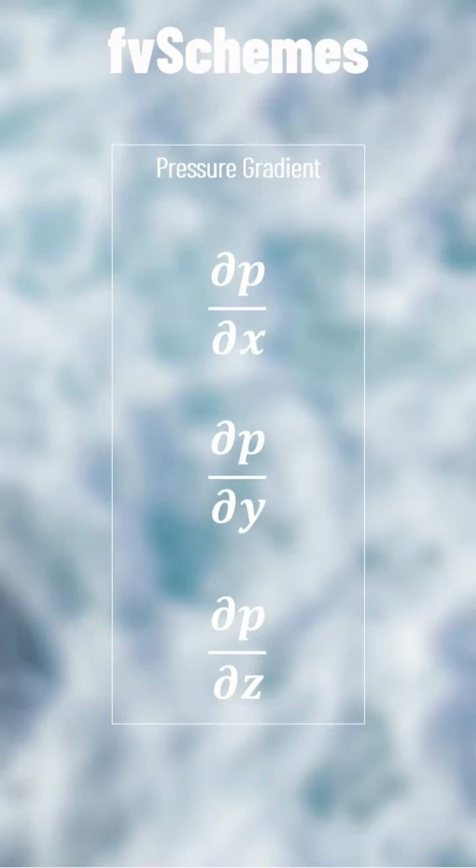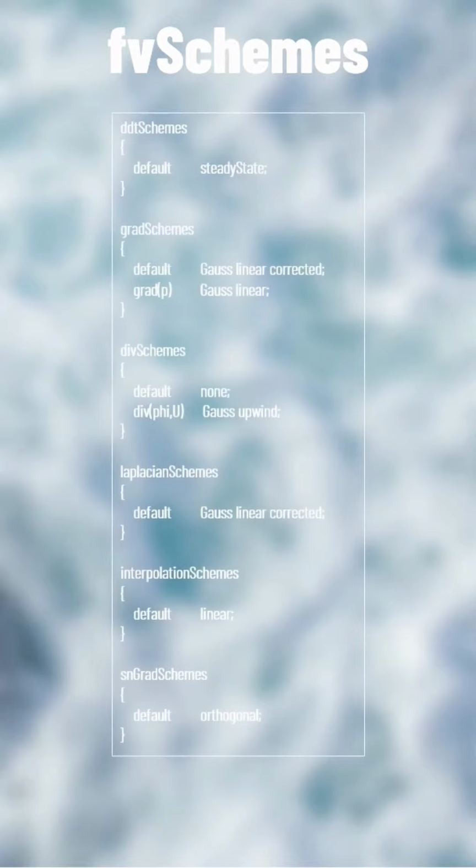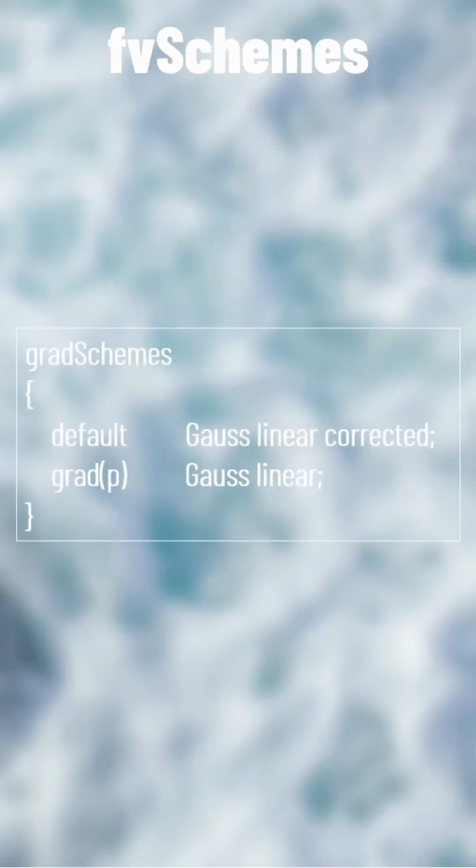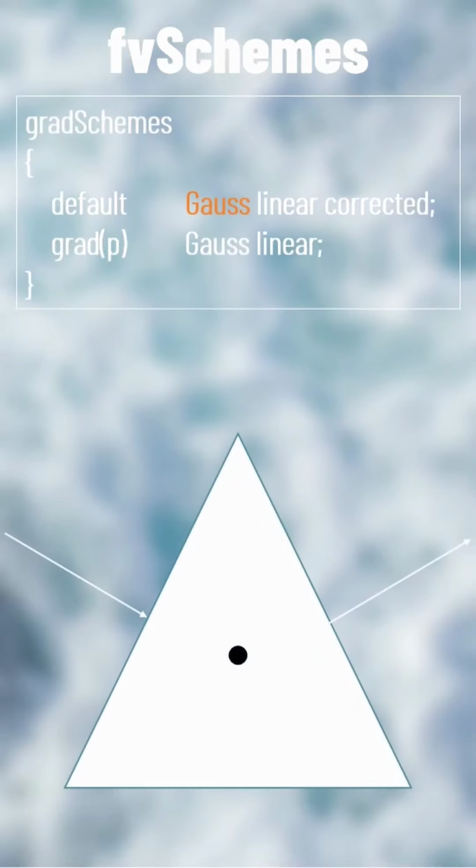Let us take an example of pressure gradient in the fvSchemes. This term is a gradient term and hence must be specified in the grad schemes subdictionary in the file. The Gauss term that we see right here, this is the Gauss theorem used to approximate the pressure gradient delta P at the center of each cell.